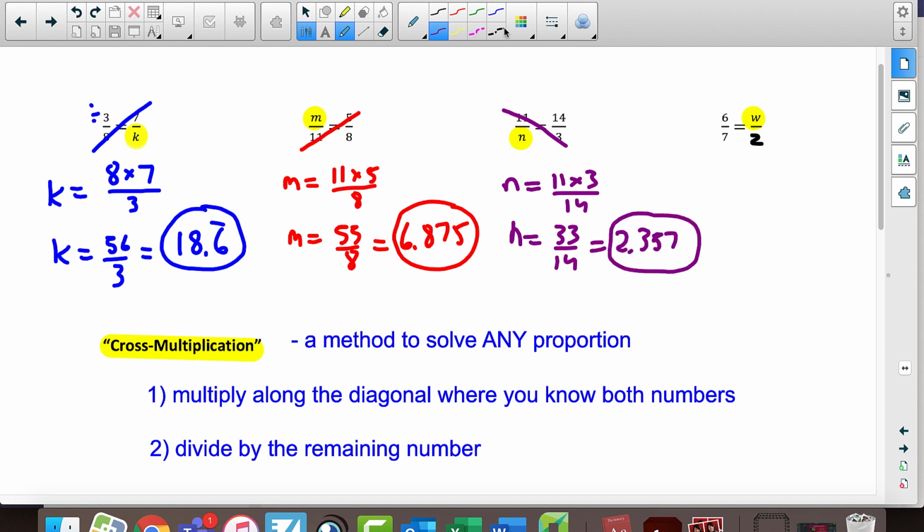Last one. In order to get w, what's the diagonal where you know both of them? This one, the 6 and the 2. So we'll multiply to get w. We multiply 6 times 2, and then we'll divide by the number that's left over, which is that 7. We'll divide by 7. So w equals 6 times 2 is 12. Divide by 7. Get your calculator.